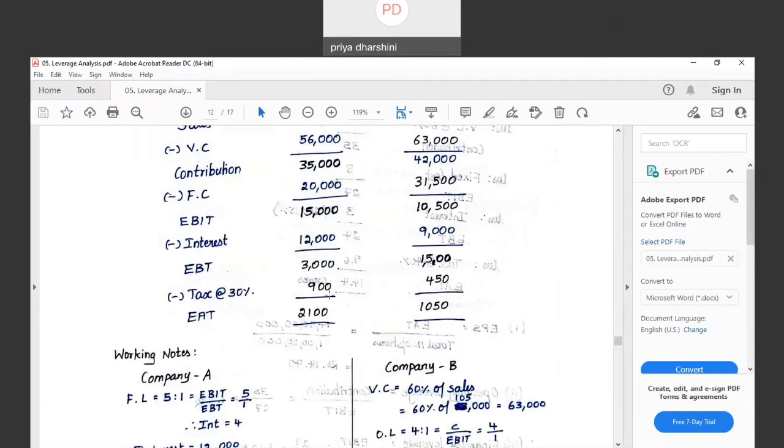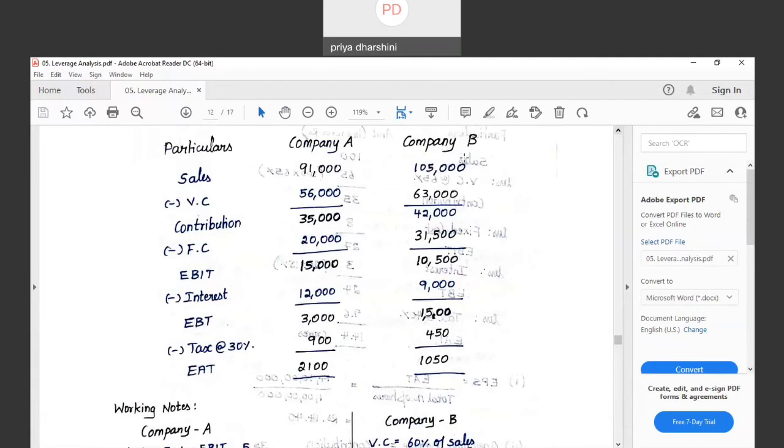Apply 30% on it, you will get earnings after tax. After arriving at this EBIT, I have been told of a fixed cost of 20,000. So if I'm going in the reverse working, EBIT plus fixed cost will give me contribution. Then having known the variable cost, contribution plus variable cost will give me sales. So that's how I complete the income statement of company A.